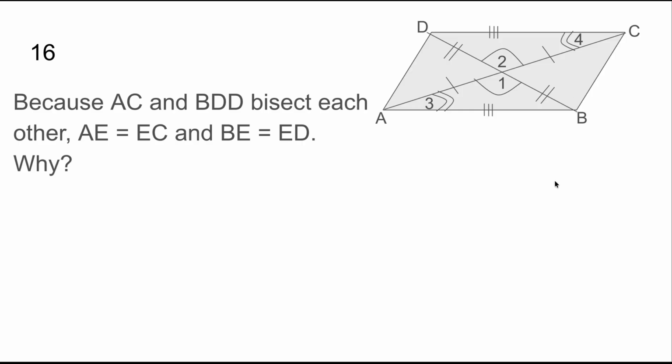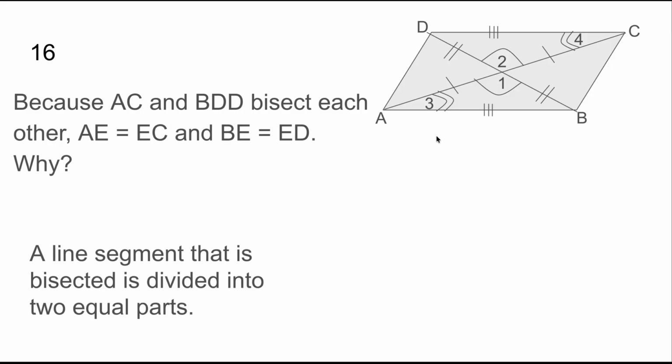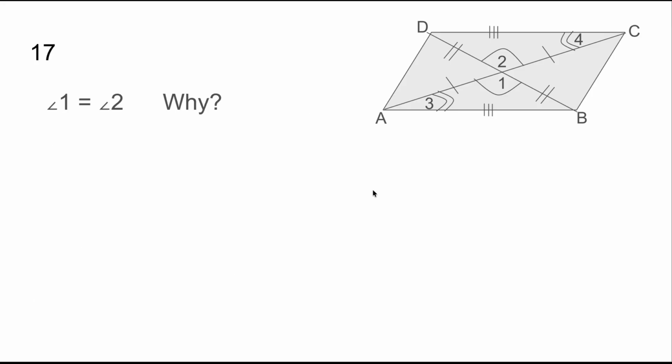It wants to know, because AC and BD, we should say BD there, bisect each other, AE equals EC, so let's look at that. Oh, there should be an E here. AE equals EC, and BE equals ED. So this midpoint is E. Why do we know this? Well, a line segment that is bisected is divided into two equal parts. Angle 1 is equal to angle 2.